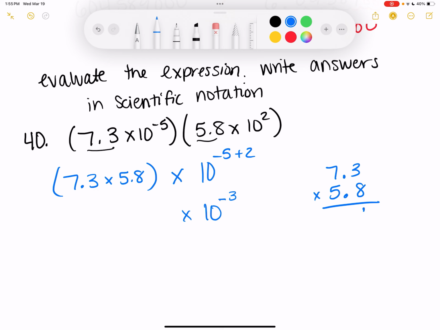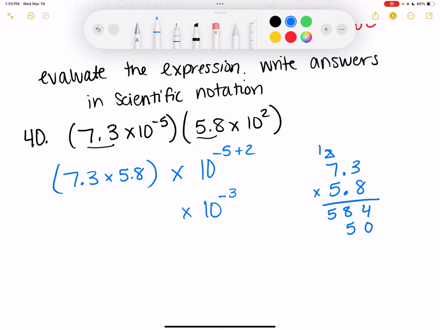8 times 3 is 24. Carry the 2. 8 times 7 is 56. Plus 2 is 58. The next time we put a 0 here. 5 times 3 is 15. Carry the 1. 5 times 7 is 35. Plus 1 is 36. And then we add everything together. So this is 4, 13, 12, 4. Now, the decimal. I had 2 decimal places here, so I take this decimal and I move it 2 over. So this would be 42.34 times 10 to the negative 3.